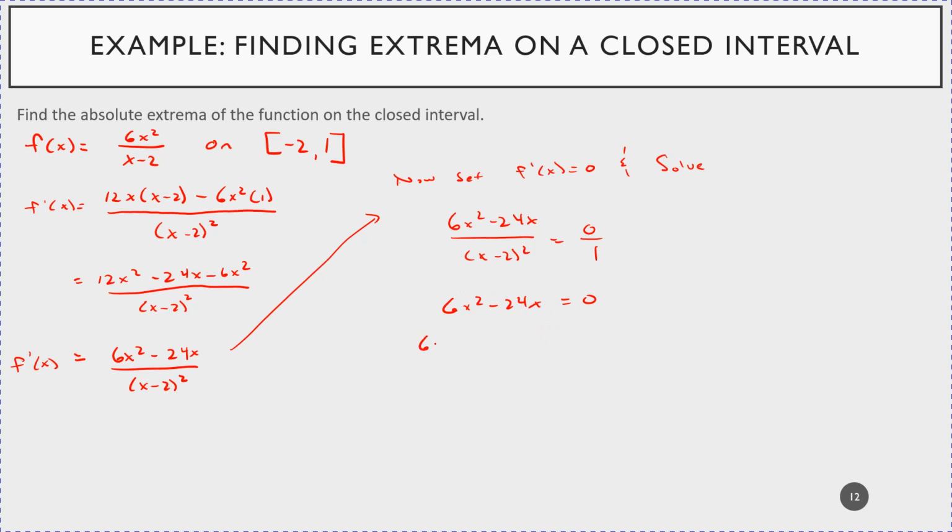Right, so factor out a 6x. You're left with x minus 4 is equal to 0. So you have 6x equal to 0, or you have x minus 4 is equal to 0. So one number is x is equal to 0, and another one is x is equal to 4. But look, notice over here, 4 is outside our interval that we're interested in. So since this is outside our interval -2 to 1, we don't need to test it. We don't need to plug it in.